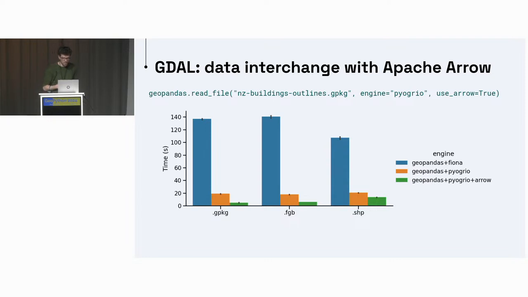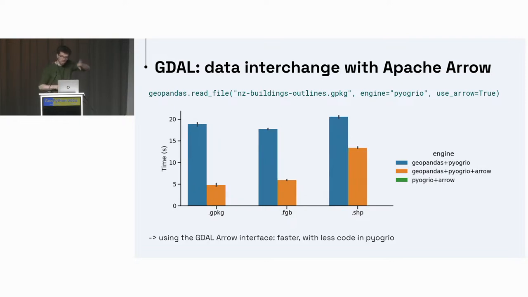So for example, for GeoPackage, you get a further 4 to 5 times speed up. It depends on the format, because it depends a bit on whether GDAL has a specialized implementation to read the Arrow data directly from the file formats. But for GeoPackage, that's the case, and you see a further very nice speed up. This is not the default in GeoPandas, so if you want to try that out, you have to specify the use_arrow=True keyword, but that's something you can try out.